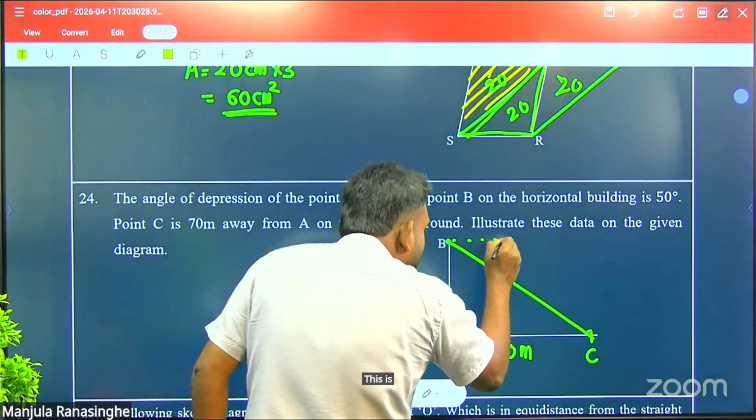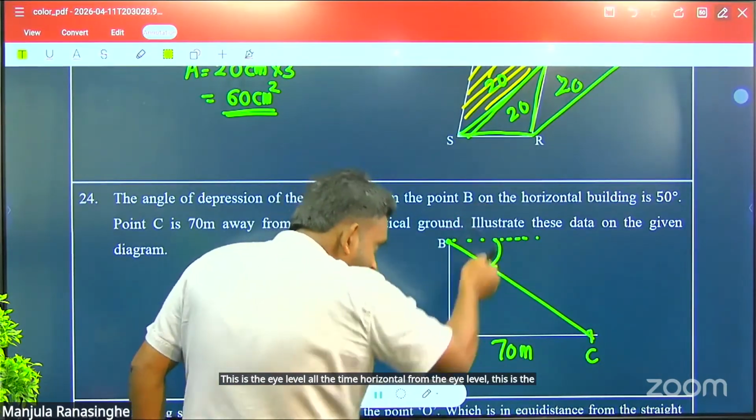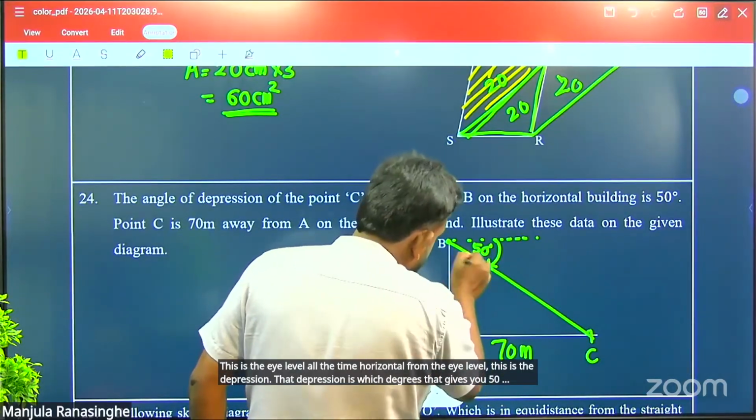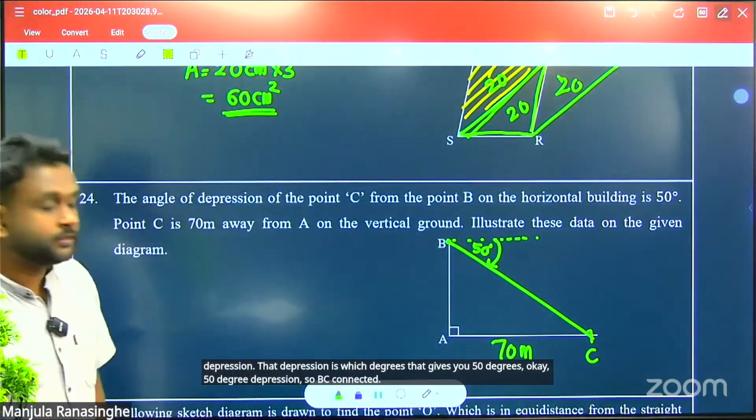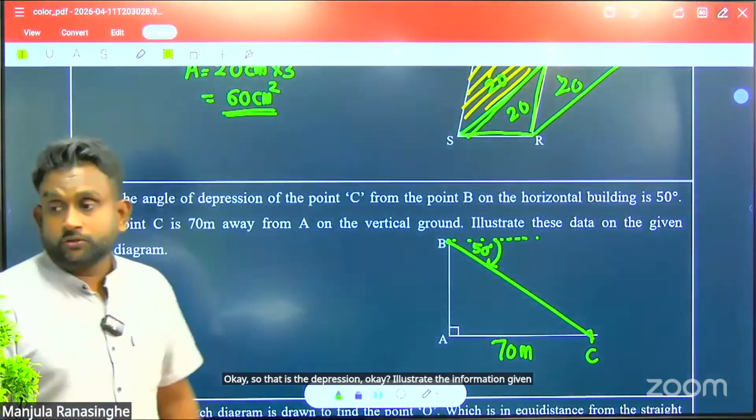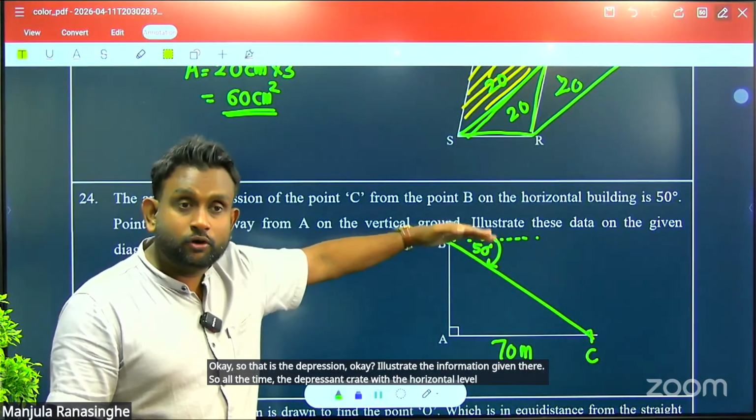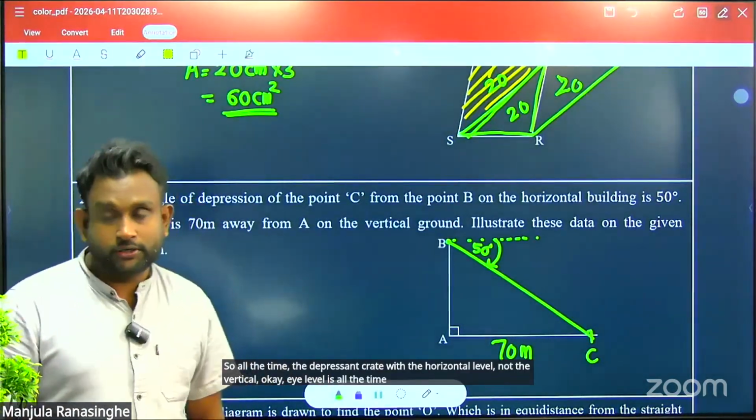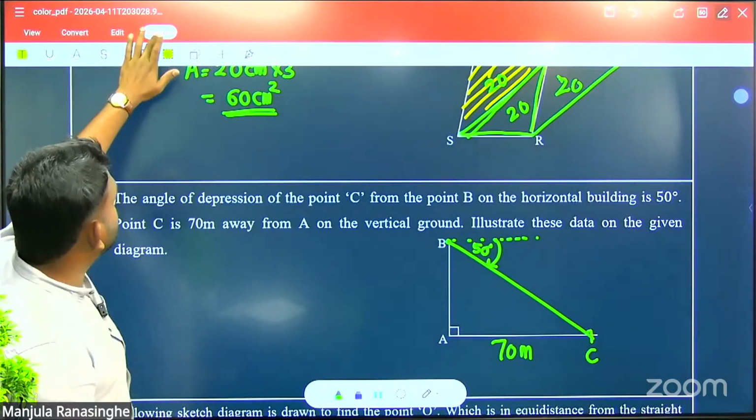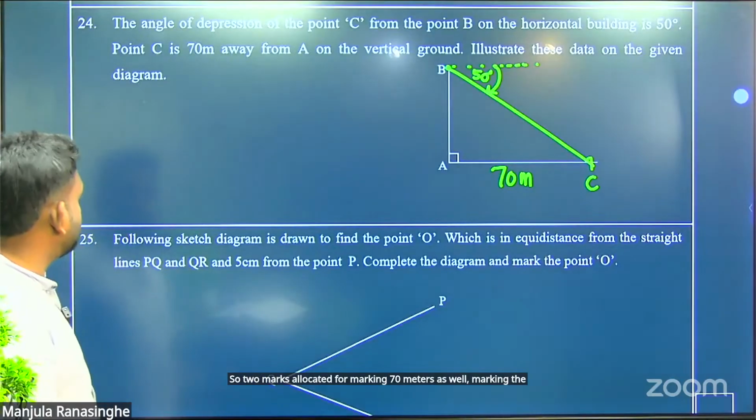What is the depression? This is the eye level, all the time horizontal. From the eye level, this is the depression. That depression gives you 50 degrees. So BC is connected. That is the depression. Illustrate the information given there. All the time the depression is created with the horizontal level, not the vertical. Eye level is all the time horizontal. Remember that. So 2 marks are allocated for marking 70 meters as well as marking the depression with the horizontal eye level.